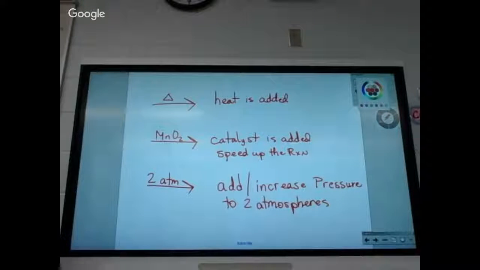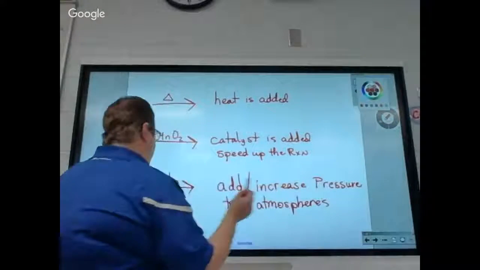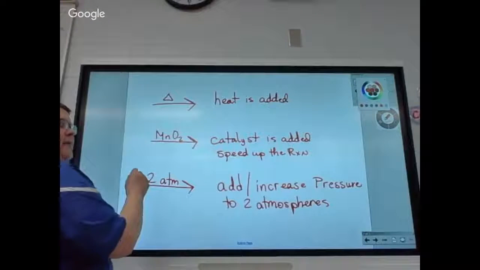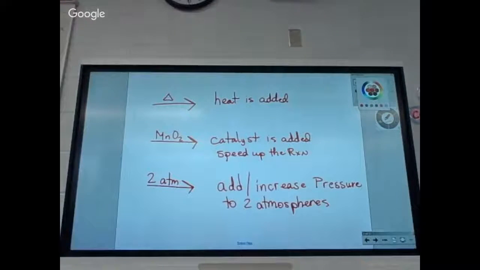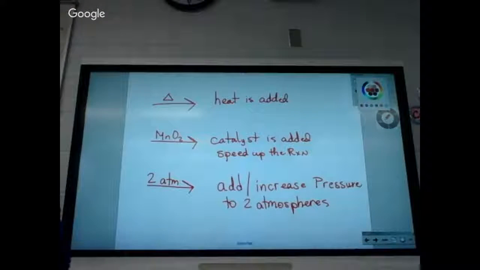Now, is MnO2 the only catalyst? No, it's just what I put there. So any formula that they write on the arrow is going to be a what? It's going to be a catalyst. You don't have to memorize MnO2. All you have to know is if they write a formula, it's a what? It's a catalyst. If they put a number here, it's a what? It's an added pressure. You don't have to know 2 ATM. If they have a number, it's an added pressure. Now, they could put a temperature there, but more often they're going to put a triangle for added heat.